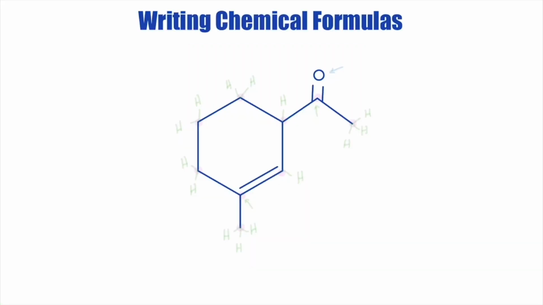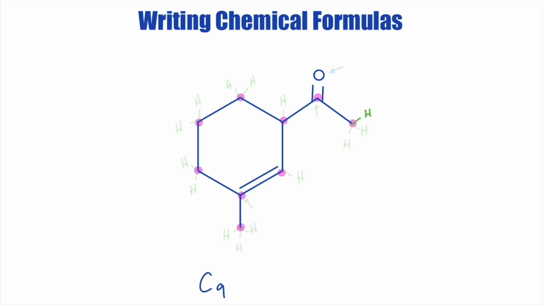When writing chemical formulas for organic structures, it's best to first count out your carbons and hydrogens, and then you can add in any heteroatoms in your structure. So first, let's count up our carbons. We have 1, 2, 3, 4, 5, 6, 7, 8, 9. So we can first write C9 as the first part of our formula. Then we can go ahead and write in our hydrogens.